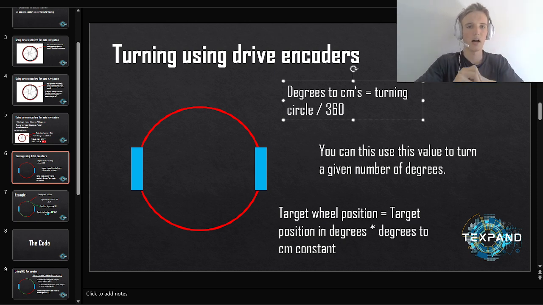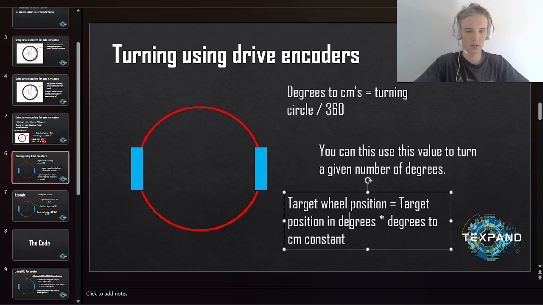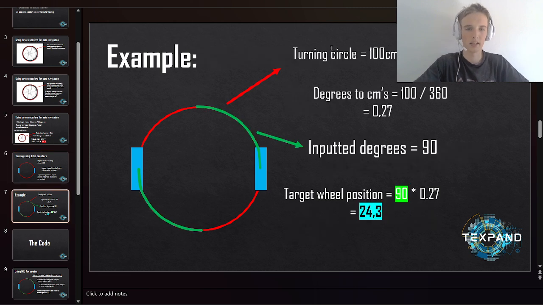And once you have this, you're just going to divide it by 360, and that's going to give you the constant you need. And then you can see down here we have wheel target position equals target position in degrees multiplied by the degrees to centimeter constant, right? So that's going to give us back some number of centimeters that the wheel needs to travel. You can see here I've got a bit of an example.